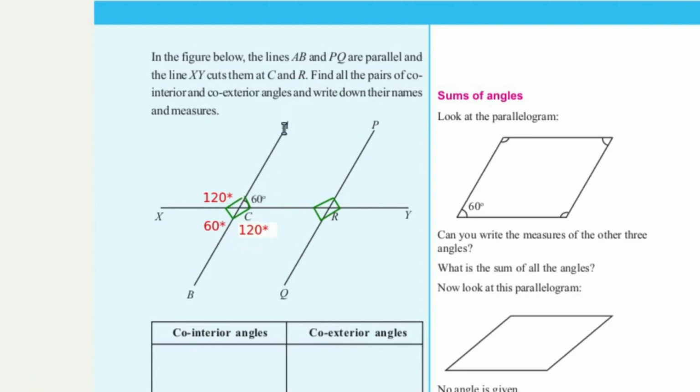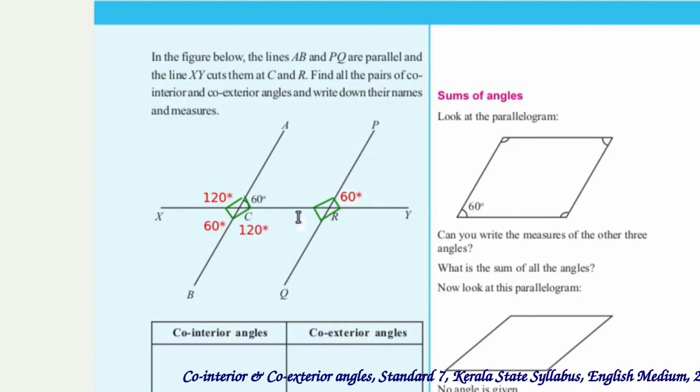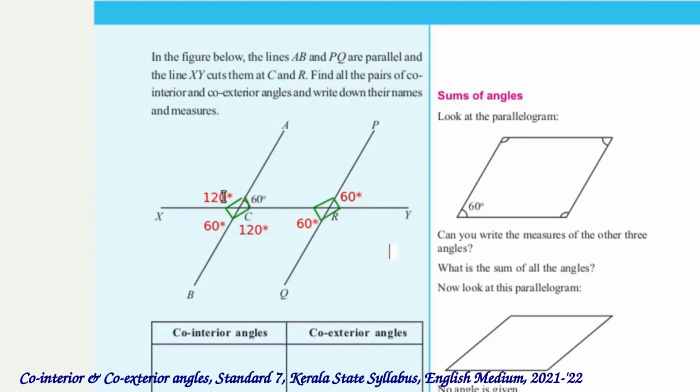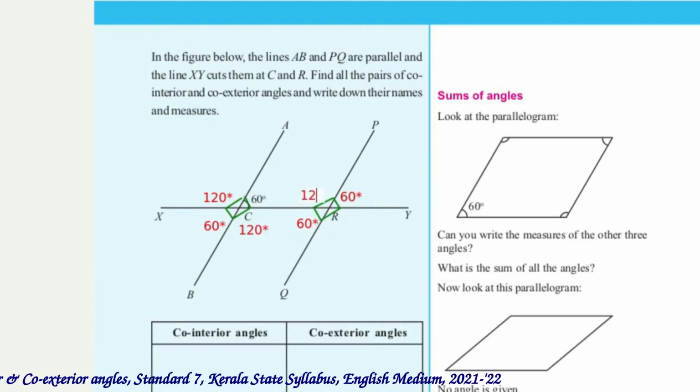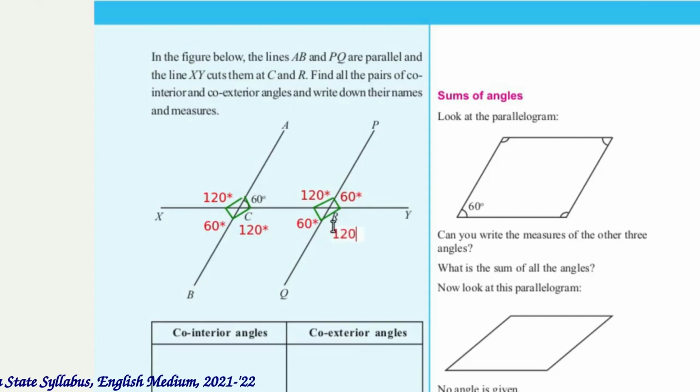Here ACY is equal to 60 degrees. So the similar position is this one, PRY. So here it is 60 degrees, so PRY is equal to 60 degrees. Its opposite angle is this one, here also 60 degrees. Now I told here 60 degrees, here it is 120 degrees. So here it is 120 degrees. Its opposite angle is this one, here it is 120 degrees.